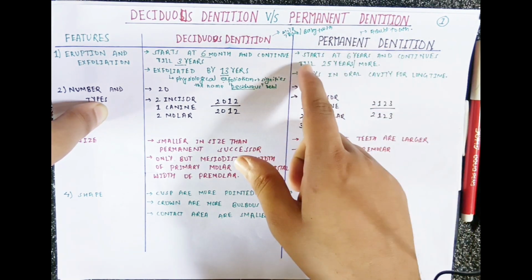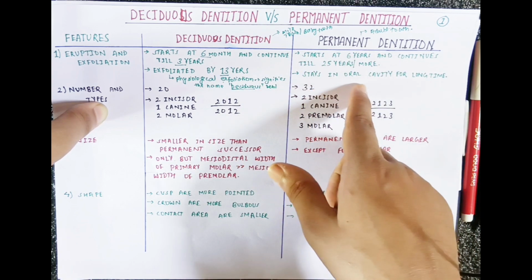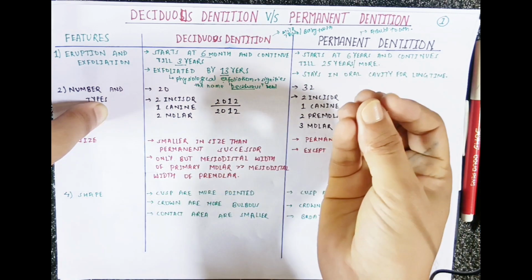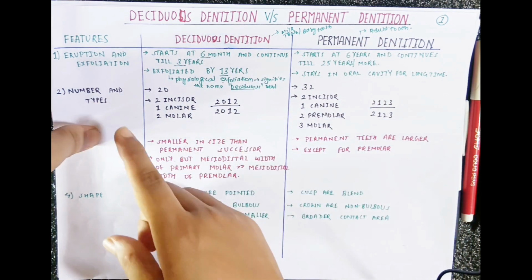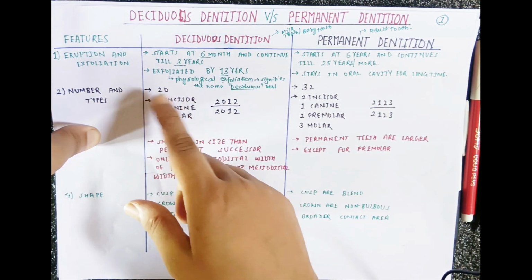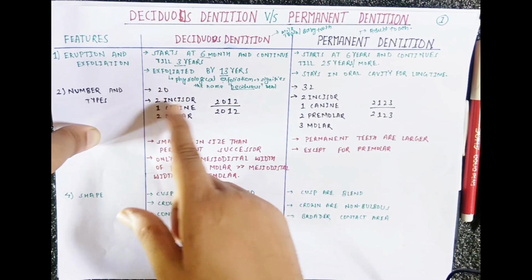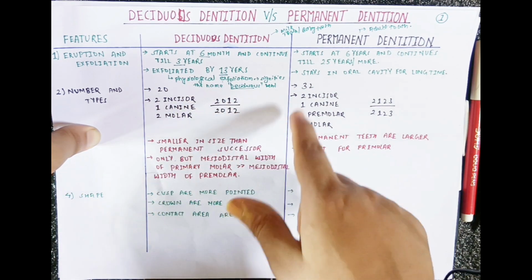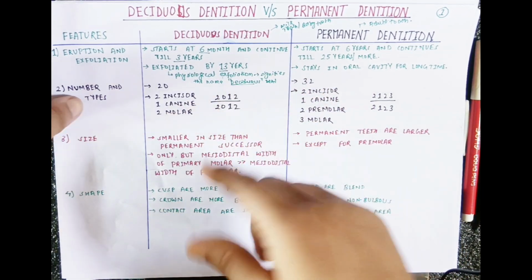In permanent dentition, eruption starts at the 6th year and continues till the 25 years or more. It stays in the oral cavity for a longer time, and there is no primary exfoliation of the permanent dentition. So for number and types, there are a total of 20 teeth in deciduous dentition and 32 in permanent dentition. That includes 2 incisors, 1 canine and 2 molars in deciduous, and 2 incisors, 1 canine, 2 premolars and 3 molars in permanent dentition. I have discussed this in my first video.